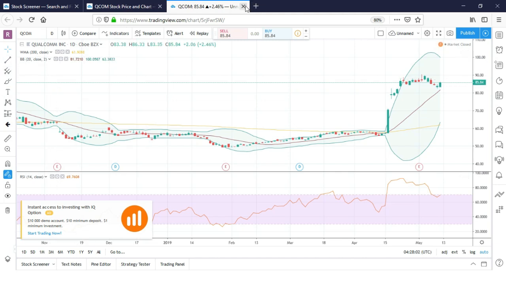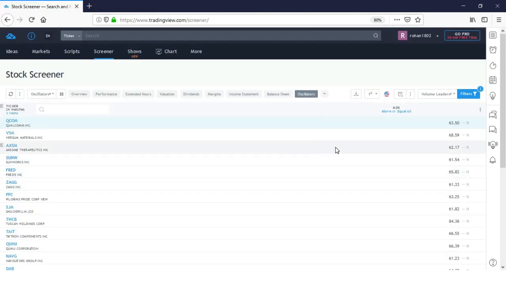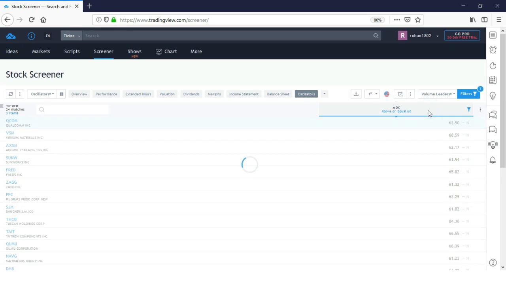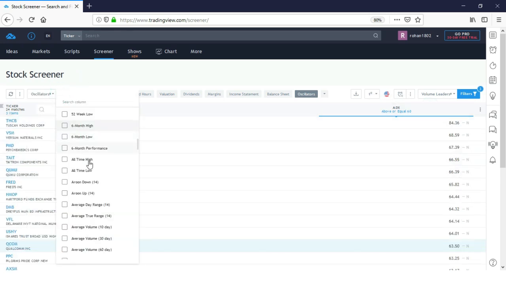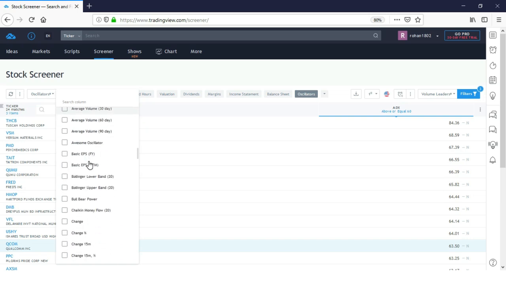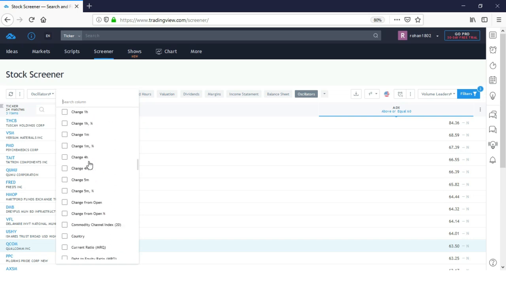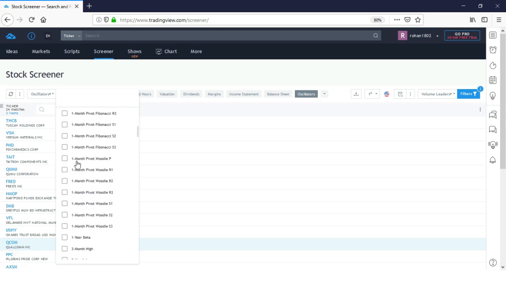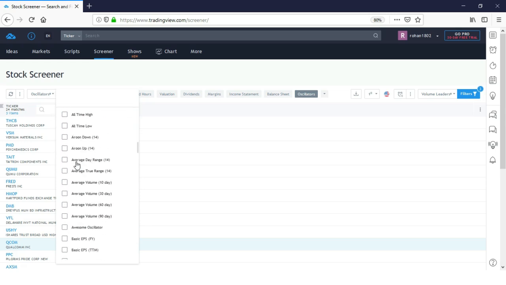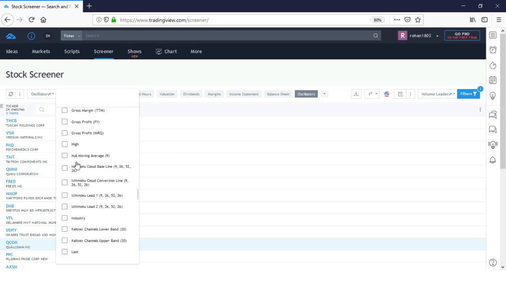So we just use a screener. This is a basic screener that we are using. In the oscillator part, if you click relative strength index, just check the relative strength index. Now we can select the relative strength index. Here you find your relative strength index.